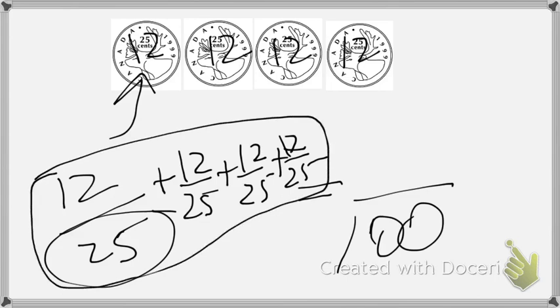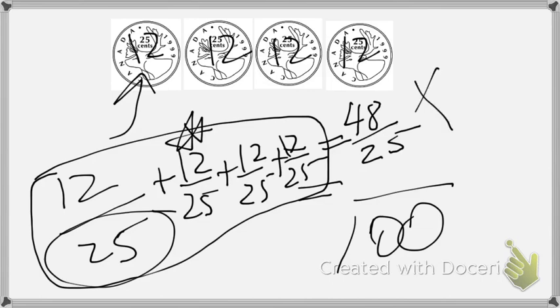So can we do this? Yes, we can still do it. Are you allowed to do this? You're allowed to add, as long as the denominators are the same. But does the denominator change when you finish the addition? No. The denominator is still 25. Your numerator is how much? 48. So does that work? No, it doesn't make any sense. Can't do that.